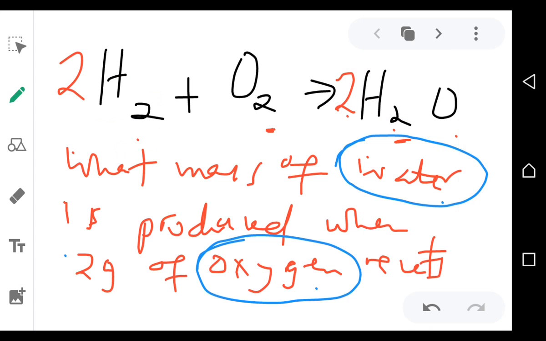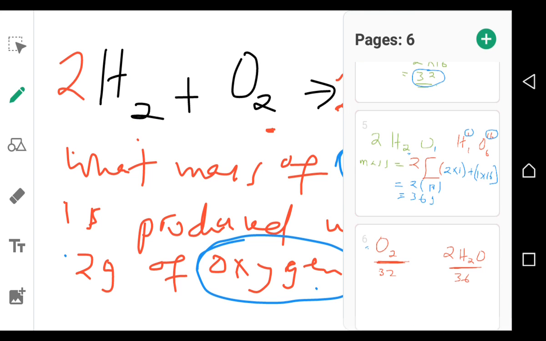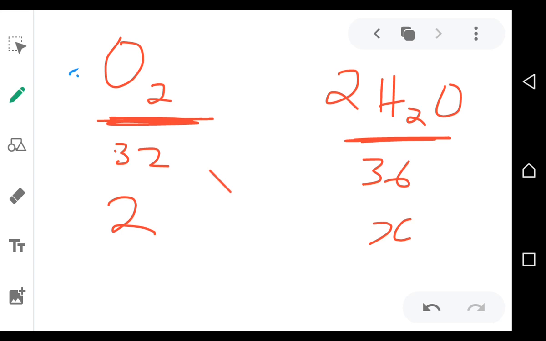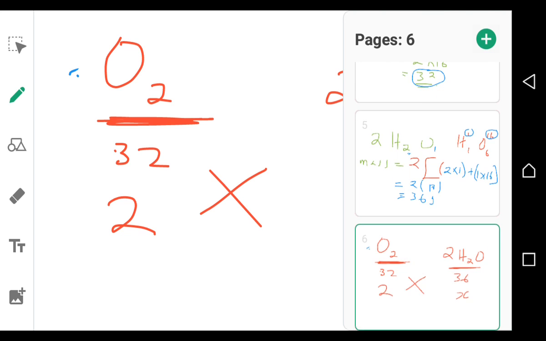The question was, what is the mass of water? Meaning on water I should put X. That's what I'm finding. Water is this side, so I'll put X. They said find the mass of water when 2 grams of oxygen, so here I'll put 2 grams. But then you can cross multiply. You remember how to cross multiply.